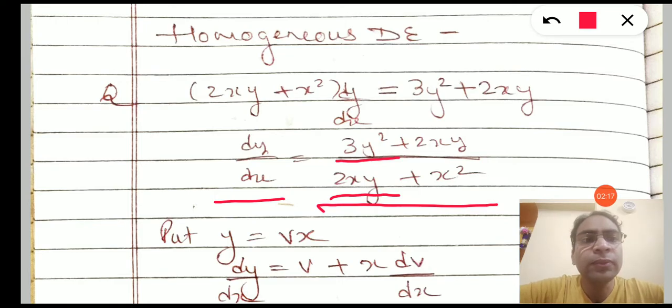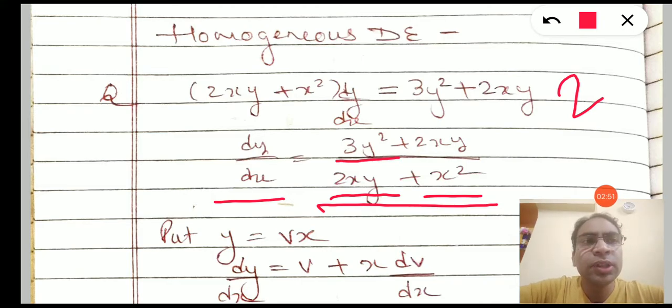And the last term is x square. The power of the variable in this is 2, so the degree is 2. So the degree of all the terms here is the same, equal to 2. So this will be termed a homogeneous differential equation. Any ordinary differential equation that can be written in this form will be known as a homogeneous differential equation. Now let us see the solution of this homogeneous differential equation.